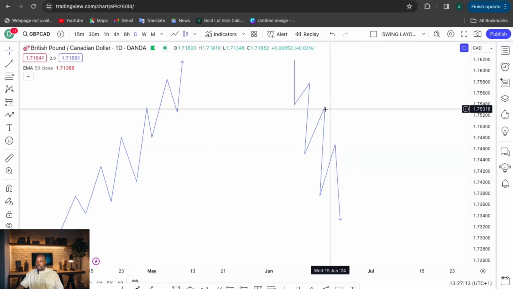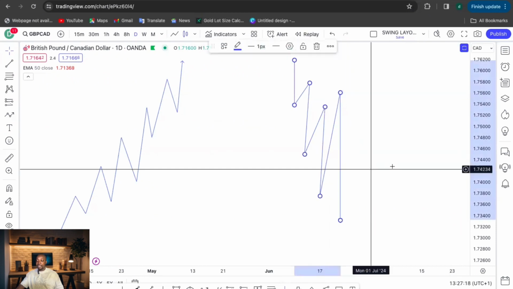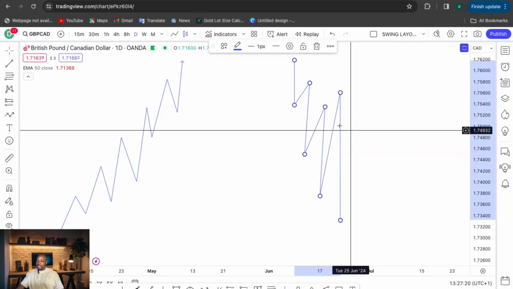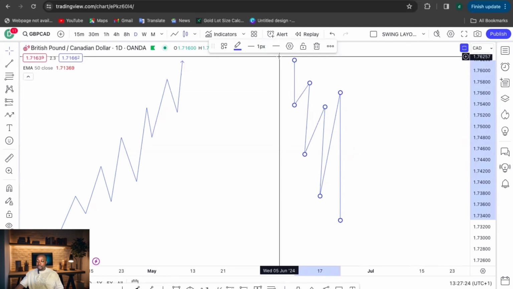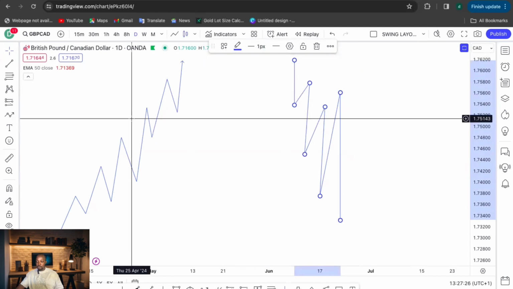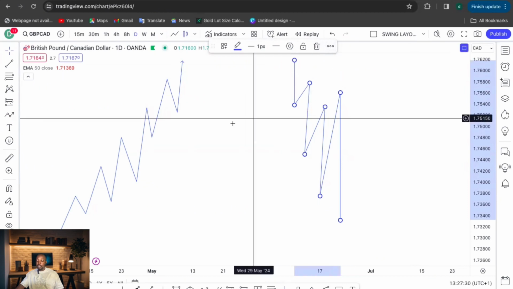If you look closely, this high did not come and close above the previous high. If this had happened, it would have violated the structure, so the trend is in trouble.